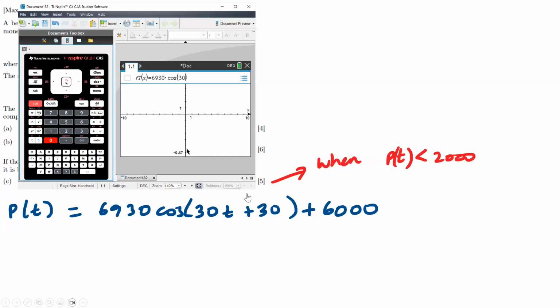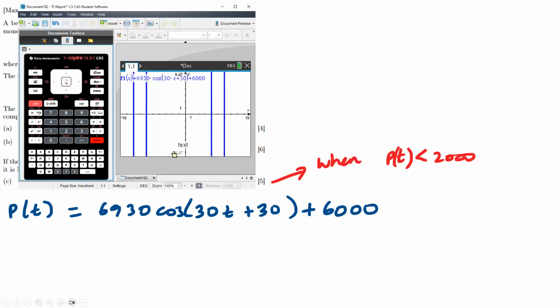We have to put in a function of x. So we'll put 30x plus 30. Just noting that when we sketch this, x is going to represent time in months. And then we add to that 6,000. So that's our profit function right there. When we press enter, that will get sketched.